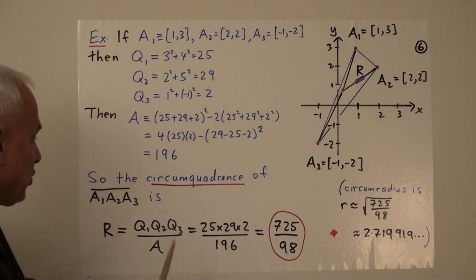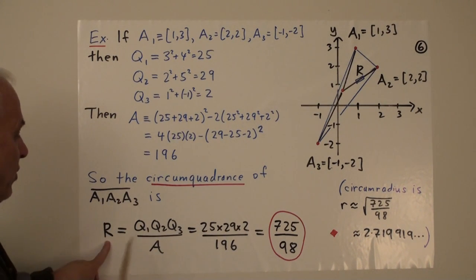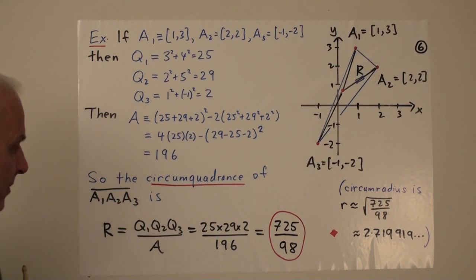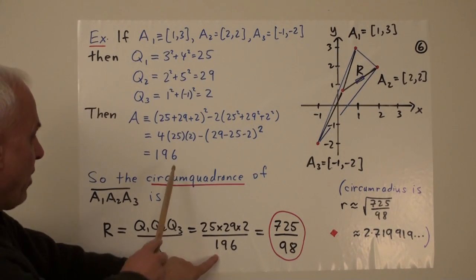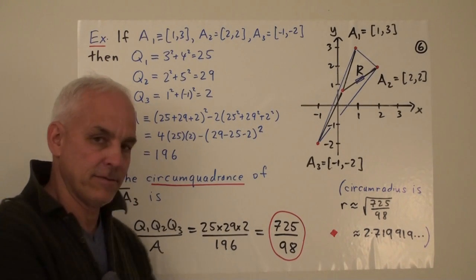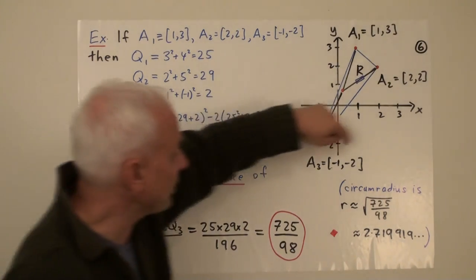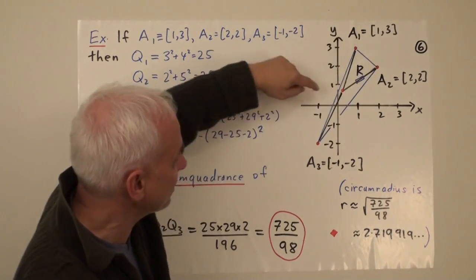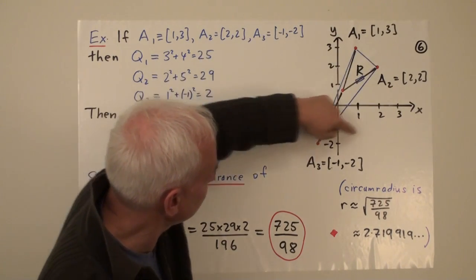So our formula for the circumquadrance of the triangle is R equals Q1 Q2 Q3 over the quadrea A. So 25 times 29 times 2 divided by 196, which is 725 over 98. So that's the circumquadrance of the triangle. That's the quadrance of the circle which passes through the three points. It roughly has its center there, something like this.